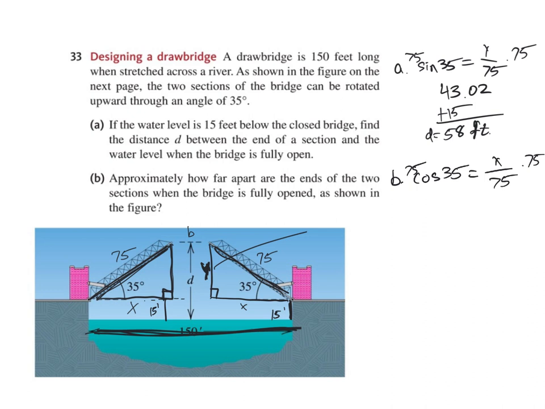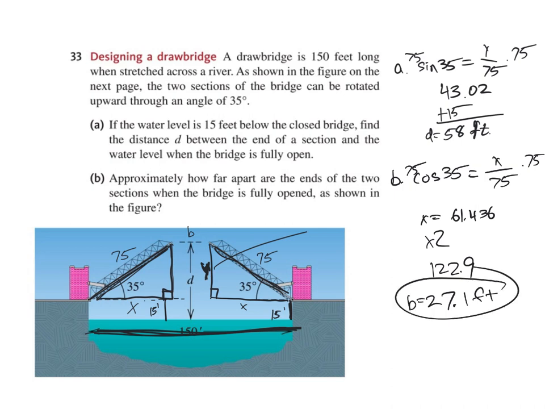75 times the cosine of 35 gives us X equal to 61.436. So multiply it by 2, and you get 122.9, and subtract that from 150, and you get 27.1 feet. That is what B equals. So those should be our answers, hopefully, for what we're trying to figure out.